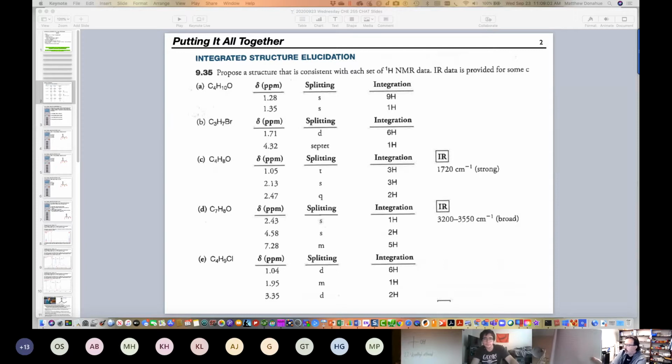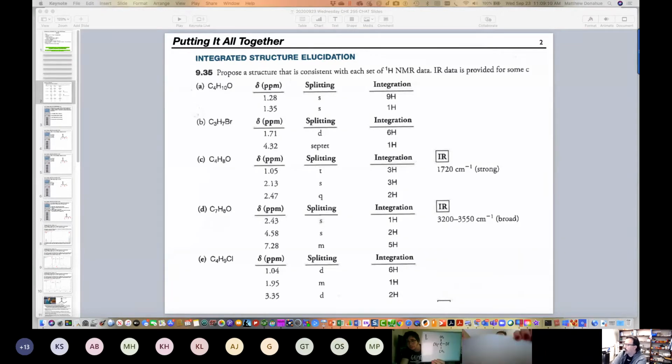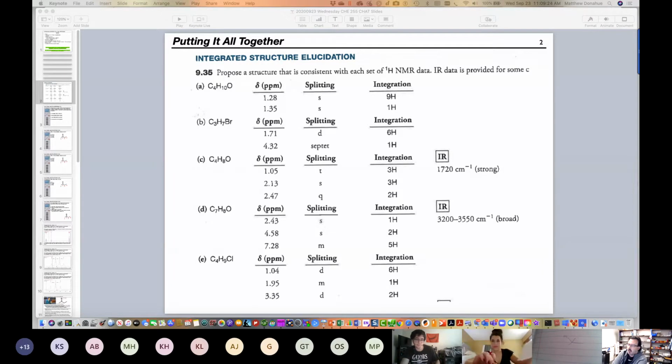So I don't really see anyone sharing anything. So maybe you can, I don't know, maybe my Teams is frozen. I'm not seeing anyone's camera open. So maybe what you can do is just type the name of the structure that you're claiming in the chat box.